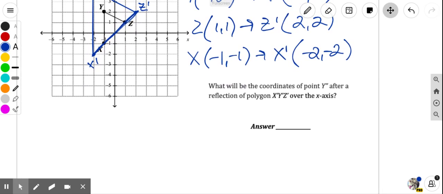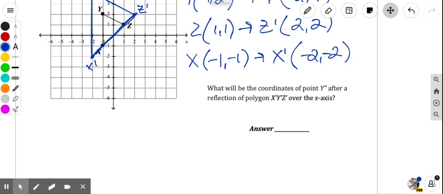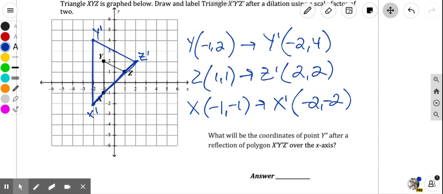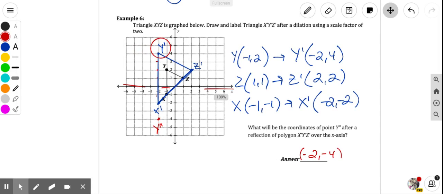What will the coordinates of point Y double prime be after a reflection over the x-axis? So let's use a different color. Y prime is here. If I were to reflect that over the x-axis, remember how to do that? Here's the x-axis. Y prime is 1, 2, 3, 4 units above. So 1, 2, 3, 4 units below would be Y double prime. So it would be -2, -4. Little reflection review.